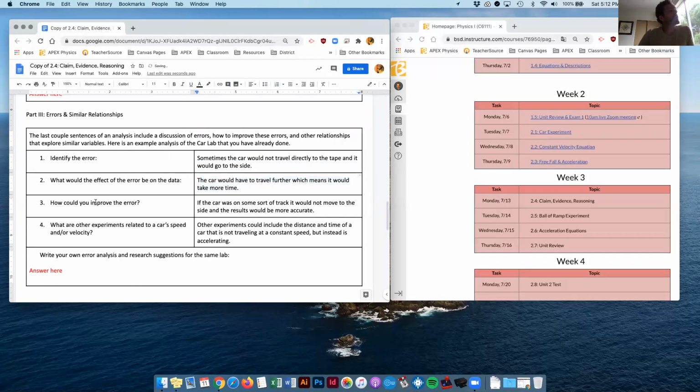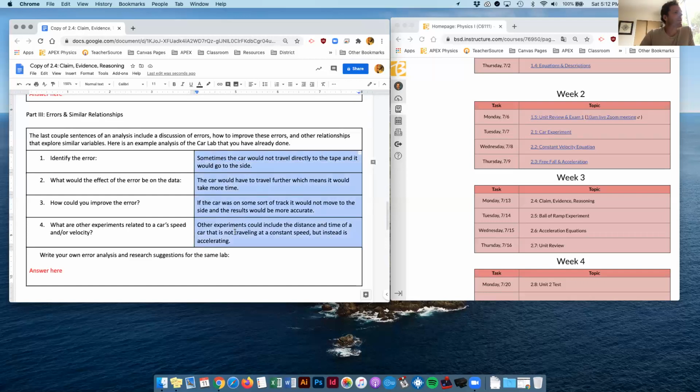Okay, so how can you improve the error? Well, if the car was on some sort of track, then it would not move to the side and the results would be more accurate. So this is all about one error. And then the last thing is you think about what you're studying in this experiment. In this case, it was a car's time and distance and velocity. And you think of what are some other experiments that you can do that relate to those variables? So I said other experiments could include the distance and time of a car that is not traveling at constant speed, but instead is accelerating.